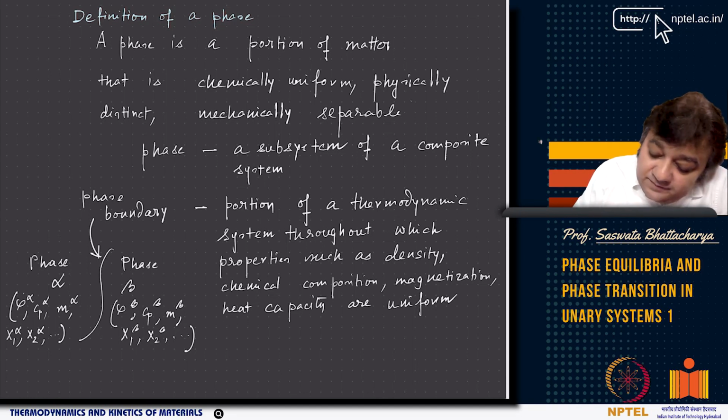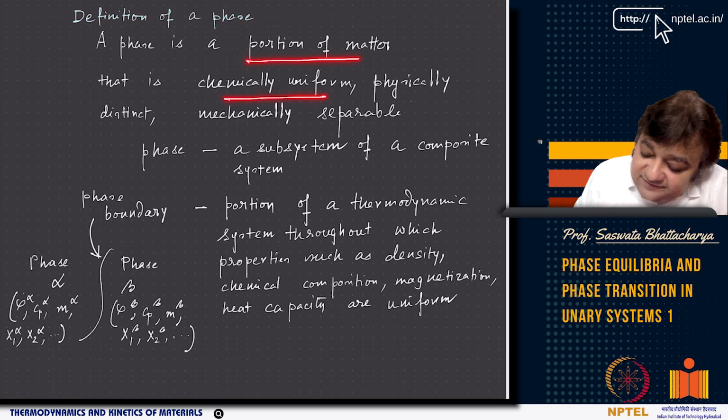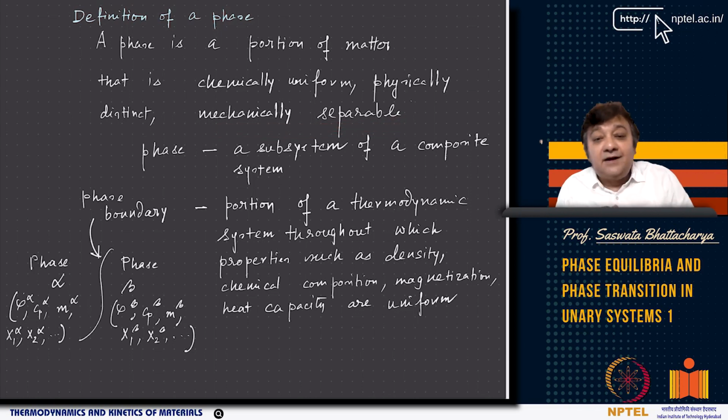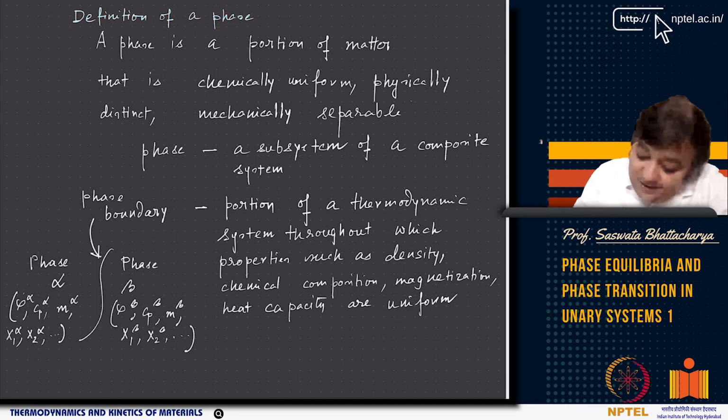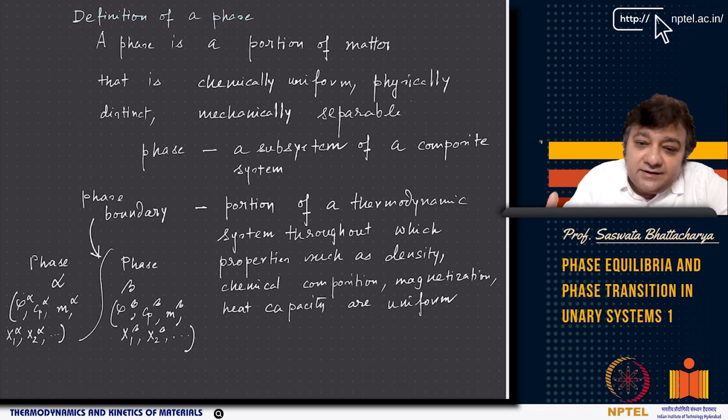This also we know. It's a portion of matter that is chemically uniform, physically distinct and mechanically separable, right? This is a textbook definition. But I can also define the phase as a subsystem of a composite system. If you remember, when you define a composite system, it contains subsystems, but overall the composite system is isolated.